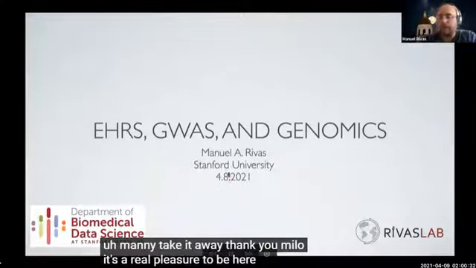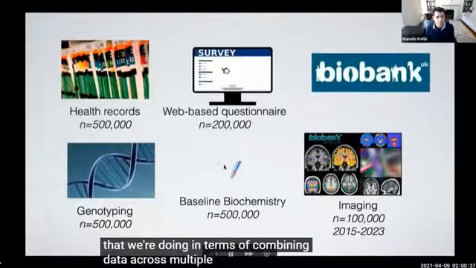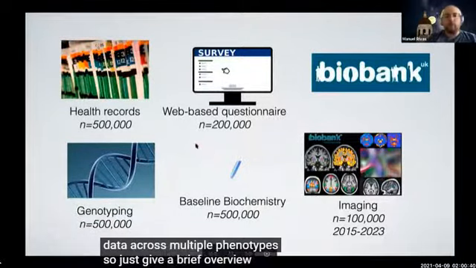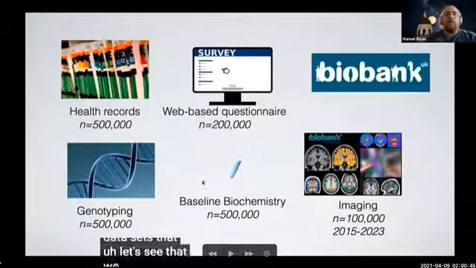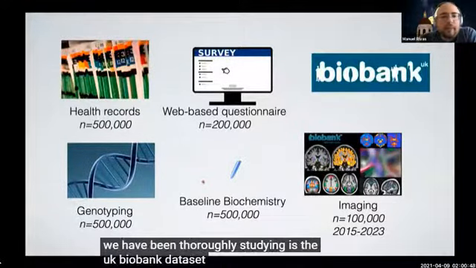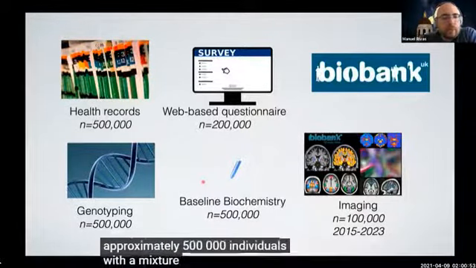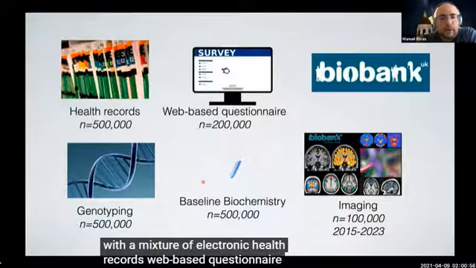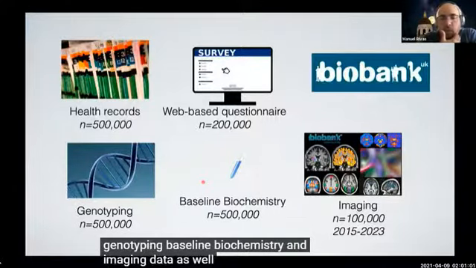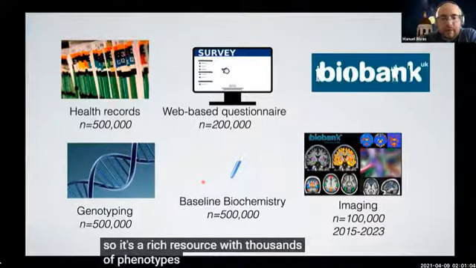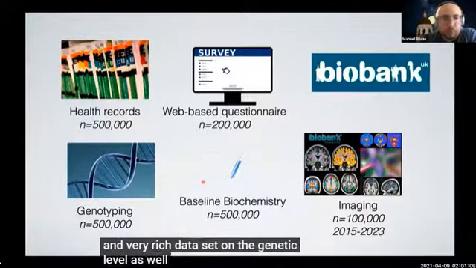Thank you, Manolis. It's a real pleasure to be here. At first, I'll describe some of the work that we're doing in terms of combining data across multiple phenotypes. Just to give a brief overview, one of the data sets that we have been thoroughly studying is the UK Biobank data set. It's a population-based cohort of approximately 500,000 individuals with a mixture of electronic health records, web-based questionnaire data, genotyping, baseline biochemistry, and imaging data as well. So it's a rich resource with thousands of phenotypes and a very rich data set on the genetic level as well.